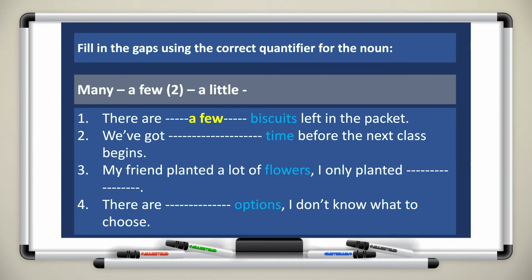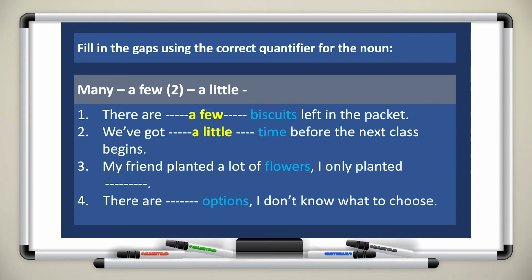For the first question, we will fill it with a few. There are a few biscuits left in the packet. So a few is a quantifier used for the countables. 2, we've got a little time before the next class begins. So a little is a quantifier used for the uncountable.